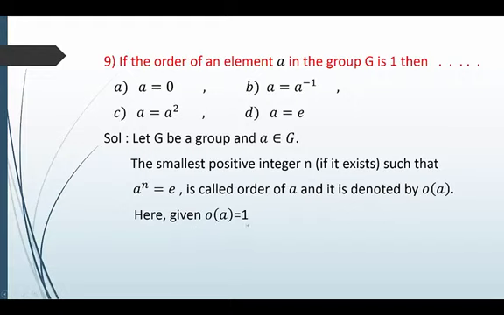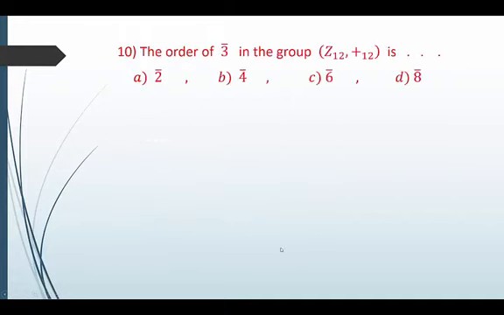Now here given order of a is 1, order of element a is 1, means a raised to 1 is e. a raised to 1 means a equal to e. So answer is D option, a equal to e.